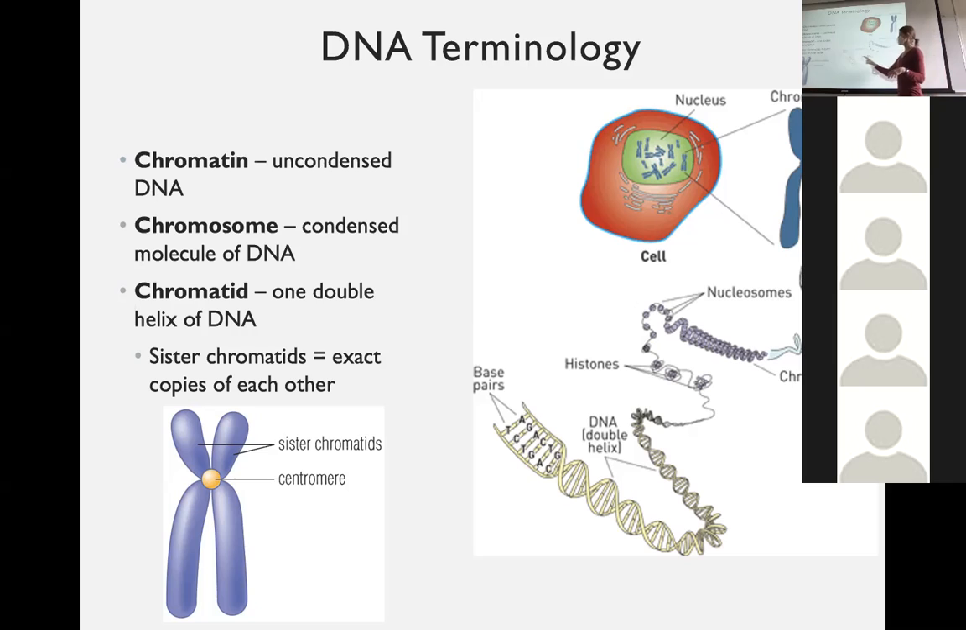I think most people have seen this shape of a chromosome before. So this is the condensed form of DNA. If you look at it here, that X shape, that is when the DNA has condensed. Chromatin is just this long stringy stuff. It doesn't look anything like a chromosome. It's still DNA, it's just different. Chromatin is not condensed, chromosomes are condensed. That's the only difference.